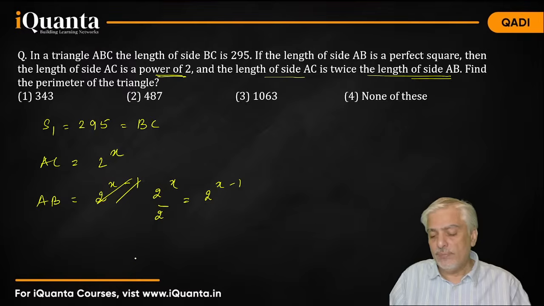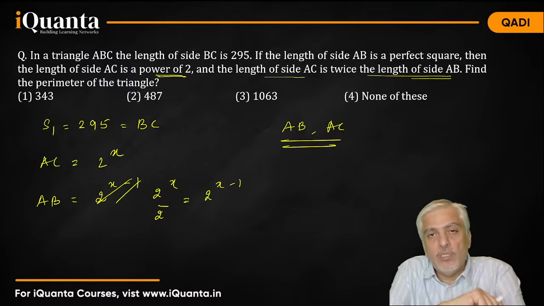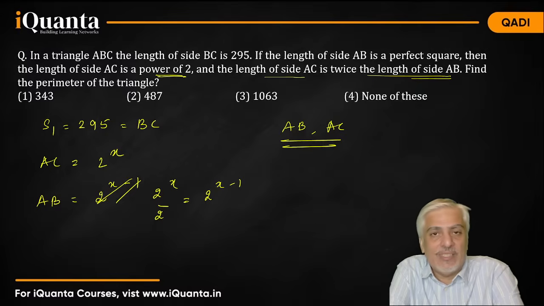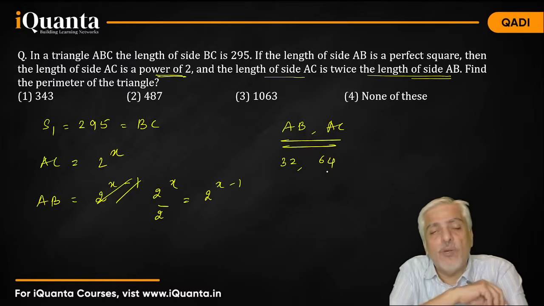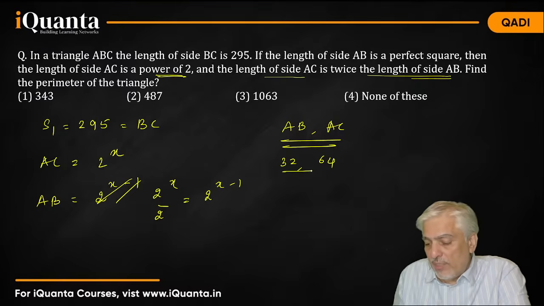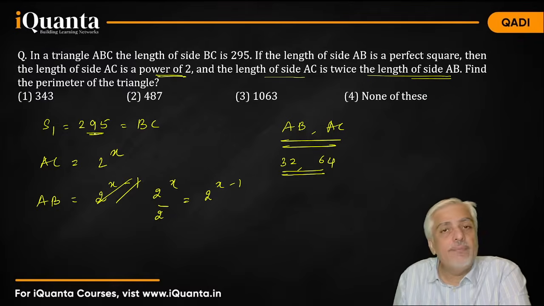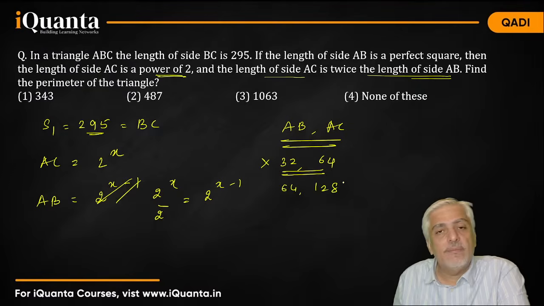Now, pay attention. We want basically AB and AC to be two consecutive powers of 2. जिसमें AB छोटा वाला है, AC बड़ा वाला है. So I'm just taking randomly. If this was 32 and this was 64, will it work? Let me explain why it will not work. Because we know sum of 2 sides has to be greater than the third. So whatever we get over here, these two ka total has to be more than 295. So 32, 64 will not work. 64, 128 will also not work.